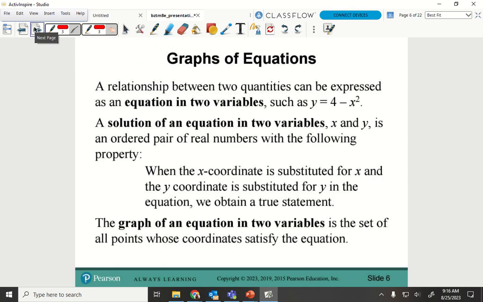Graphs of equations. A relationship between two quantities can be expressed as an equation in two variables such as y equals 4 minus x squared. A solution of an equation in two variables x and y is an ordered pair of real numbers with the following properties. When the x coordinate is substituted for x and the y coordinate is substituted for y in the equation, we obtain a true statement. The graph of an equation in two variables is the set of all points whose coordinates satisfy the equation. Anyone understand what that means?